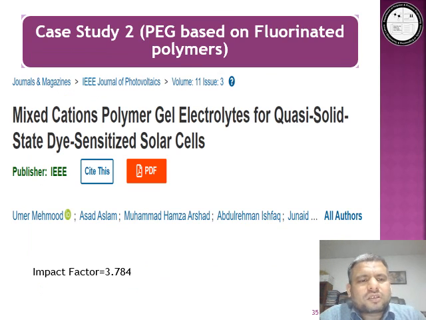So this research has been published in IEEE Journal of Photovoltaics. Its impact factor is 3.789. So this is the second outcome of our research works.